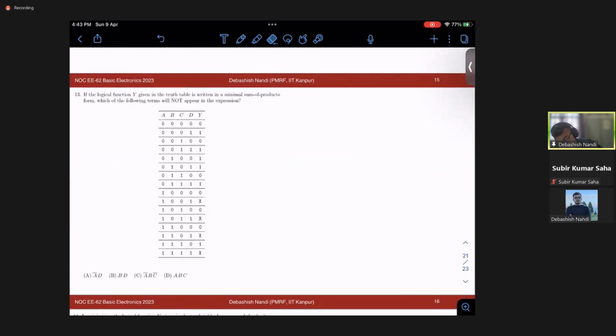Again, they are asking us to find the logical function, minimal sum of product. So we'll be using a Karnaugh map. Which of the following terms will not appear in the expression? Let us highlight this, and let us try to form the Karnaugh map.